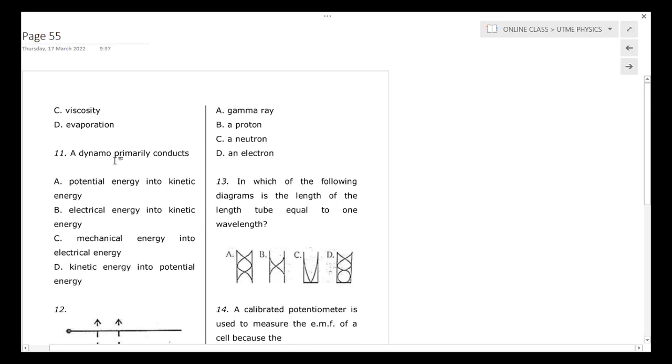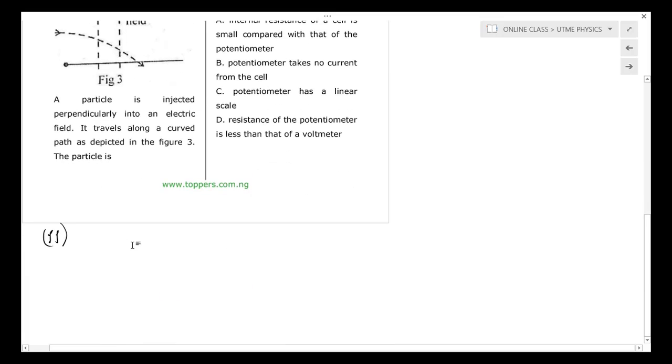Number 11 says that a dynamo primarily conducts dash. It always converts mechanical to electrical energy. It's like the Kainji Dam that we use there. So let me check the answer. A, potential to kinetic; electrical to kinetic. C is mechanical energy into electrical energy. So that's the final answer there. So C is the answer.